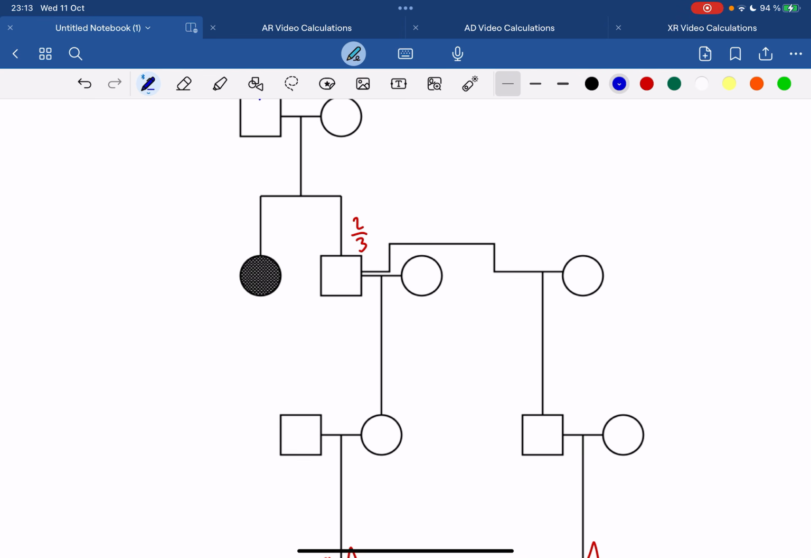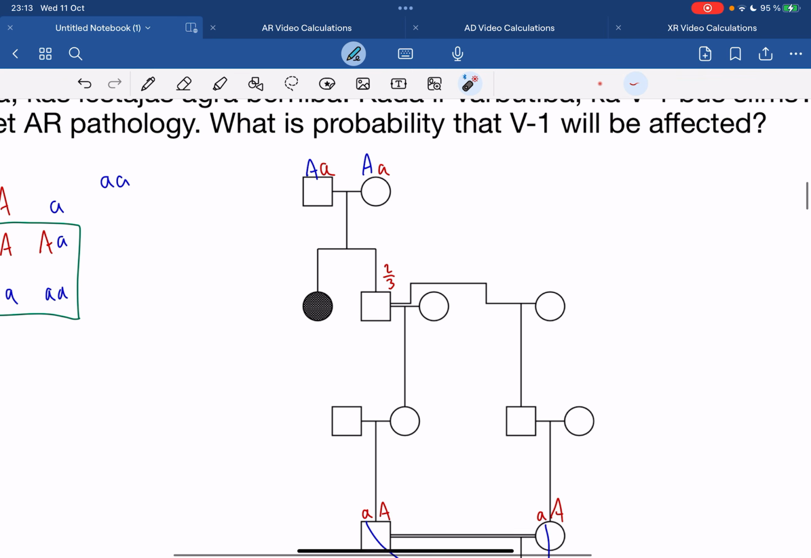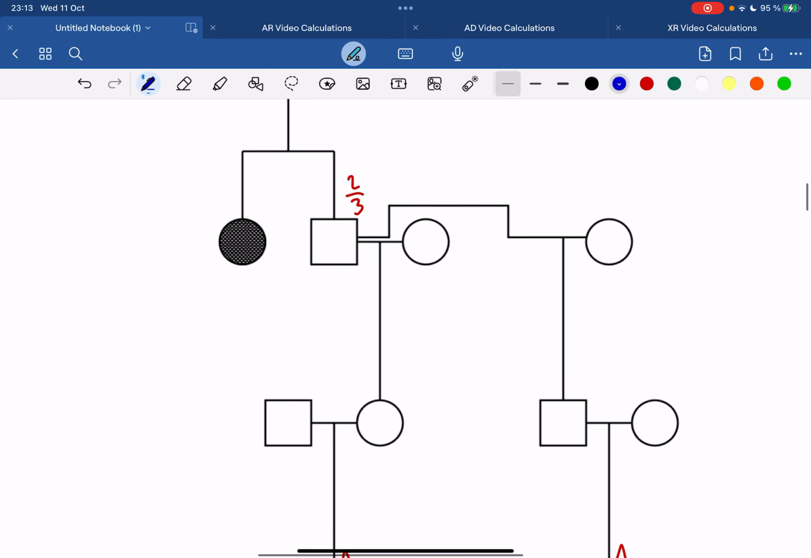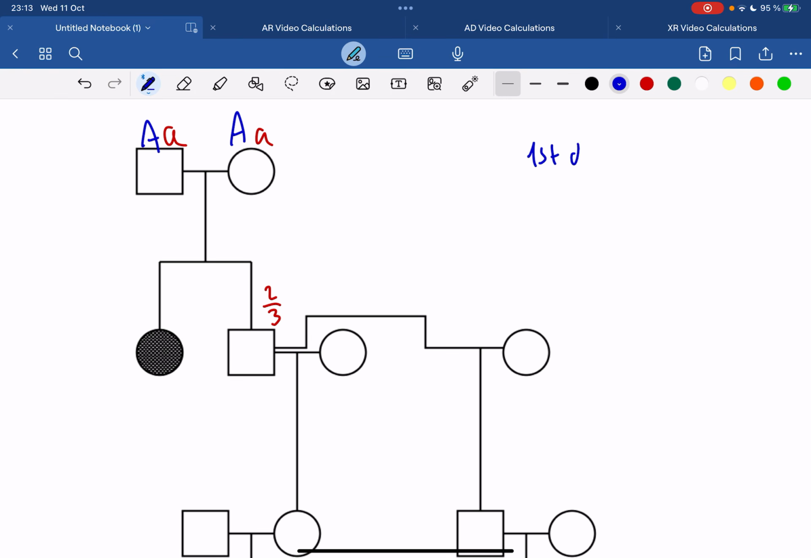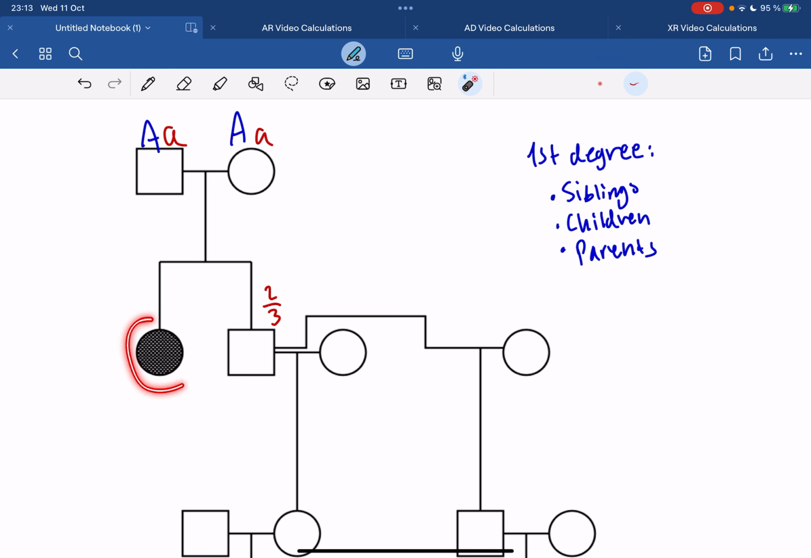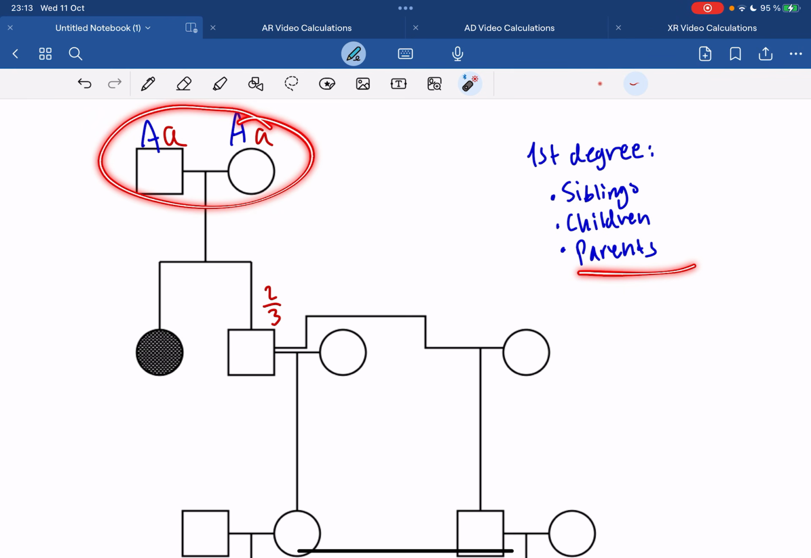Now, who are the first degree relatives for this person? Of course, we already know that his parents must be 100% and his sister is, of course, affected, so we don't count them in, even though they are first degree relatives. But first degree relatives are what? First degree siblings, children, or parents. And again, we already know that this sibling is 100% affected. The parents are 100% a carrier.